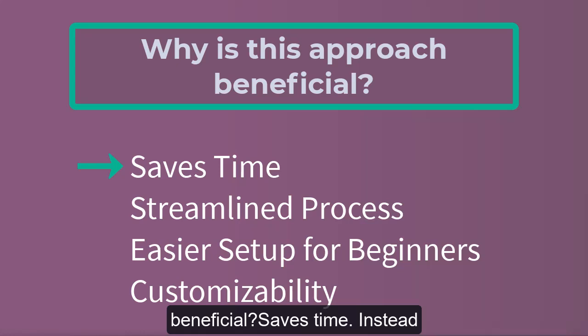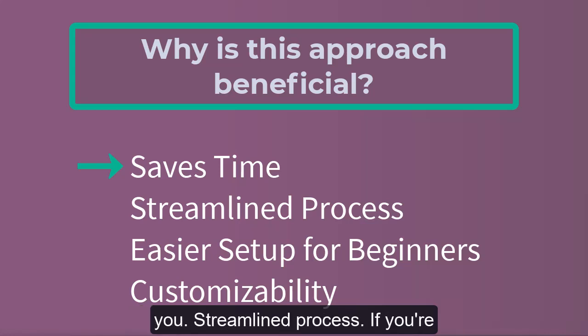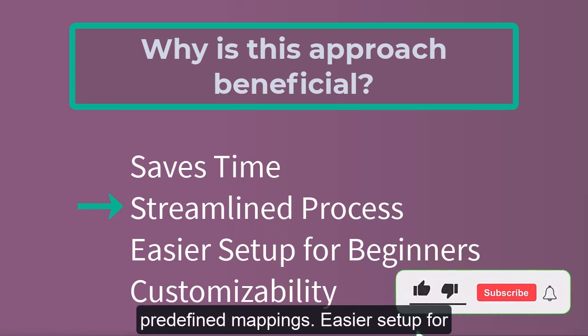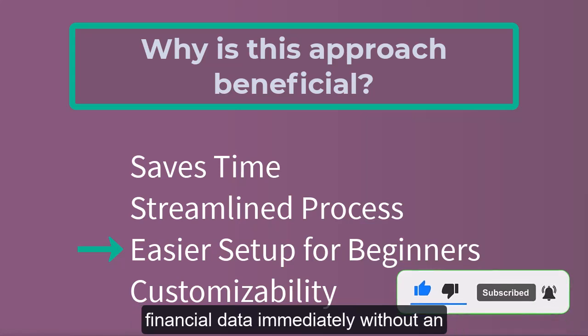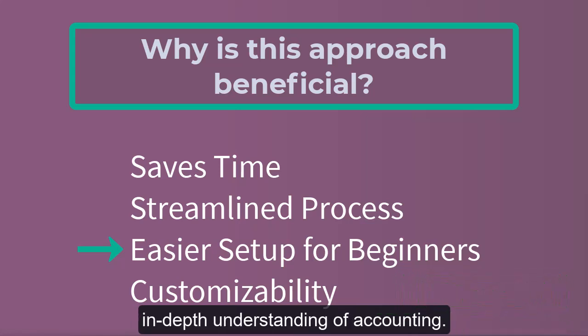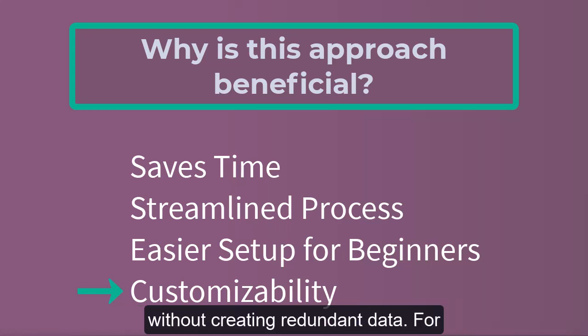Saves time. Instead of manually assigning accounts to each product or category, generalized accounts already mapped by Odoo handle the job for you. Streamline process. If you're using default settings, Odoo automatically categorizes transactions into appropriate accounts based on predefined mappings. Easier setup for beginners. New users can start recording financial data immediately without an in-depth understanding of accounting. Customizability. While Odoo provides pre-configured accounts, these can easily be tailored to meet your specific needs without creating redundant data.